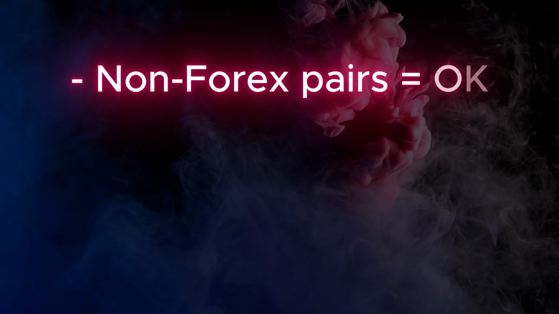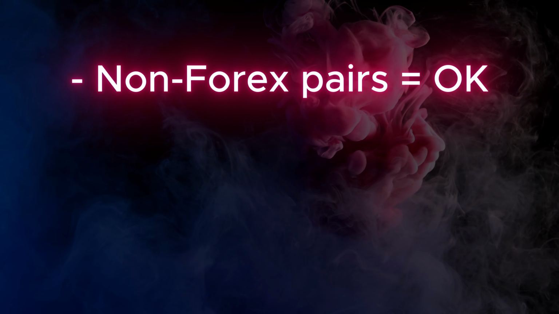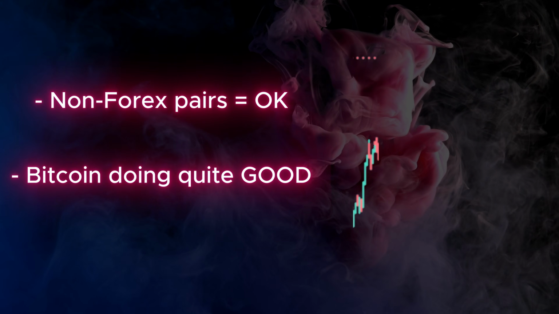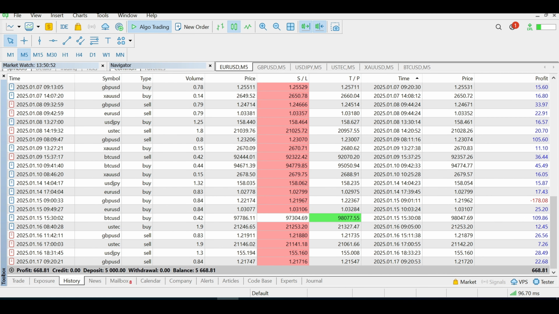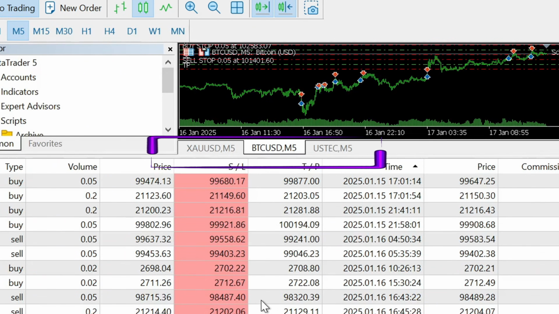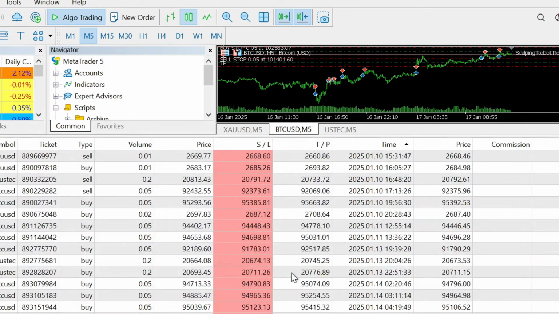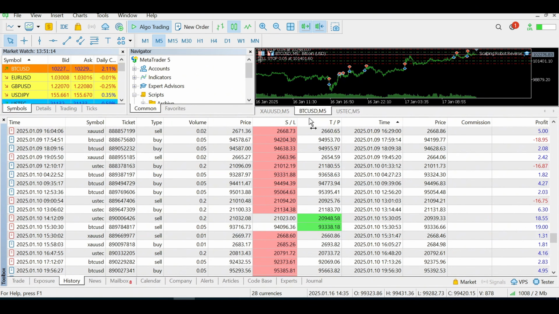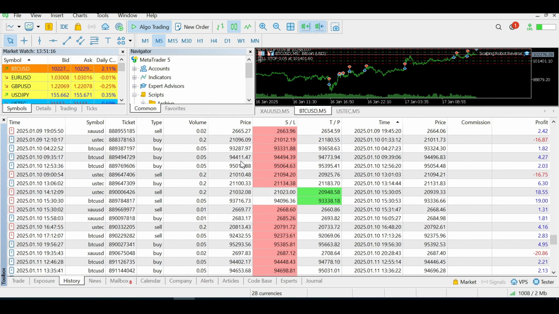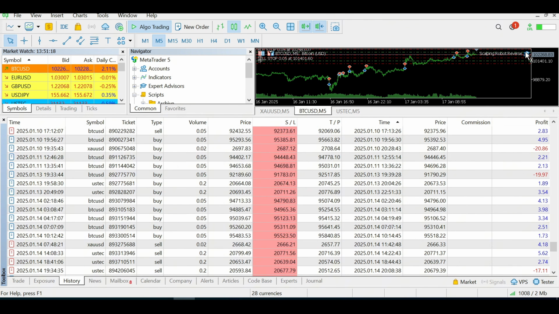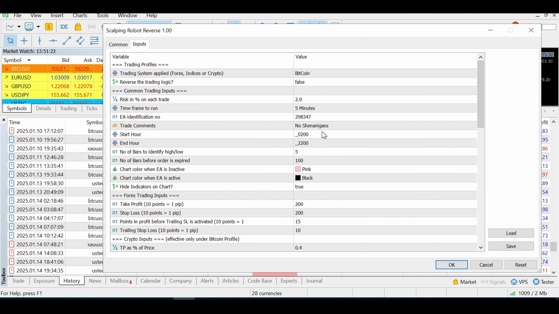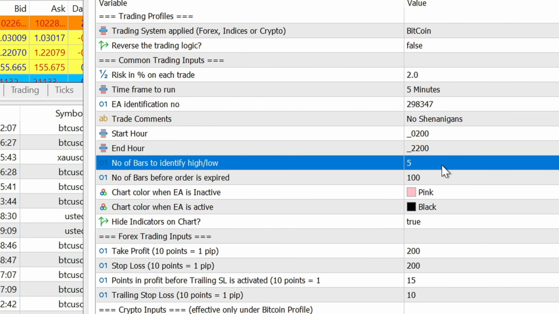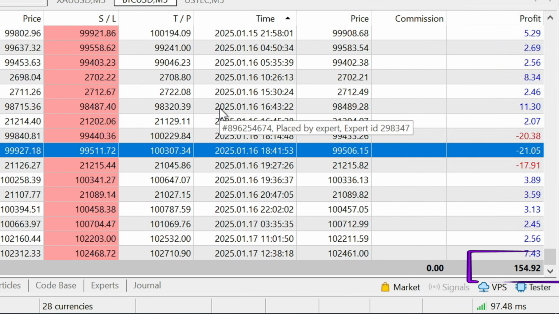So non-forex pairs are sort of doing okay, carrying their own weight. Bitcoin doing quite well because it has recently been a very strong trend. On another account that I set up only for Bitcoin, Gold and Nasdaq as a trial. Now here, one of the key settings which is different than the other account is how many bars are used to determine the highs and lows. So on the previous account that we saw, it was 100 bars, and here we're using only 5. And overall, we have 15% return in a month, which is quite similar.